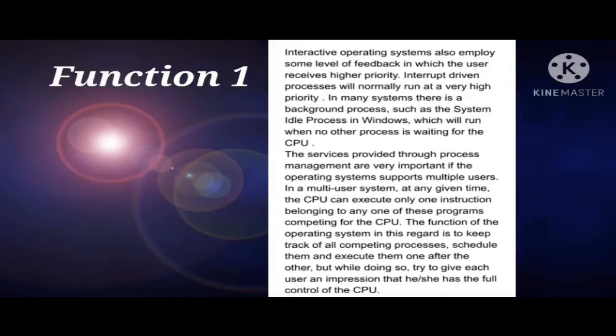In a multi-user system, at any given time, the CPU can execute only one instruction belonging to any one of these programs competing for the CPU. The function of the operating system in this regard is to keep track of all the competing processes, schedule them, and execute them one after the other. But while doing so, it tries to give each user the impression that he or she has full control of the CPU.